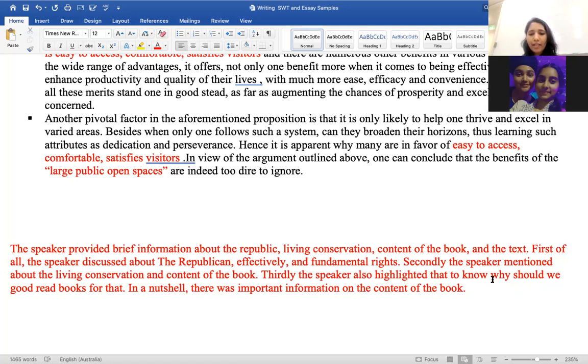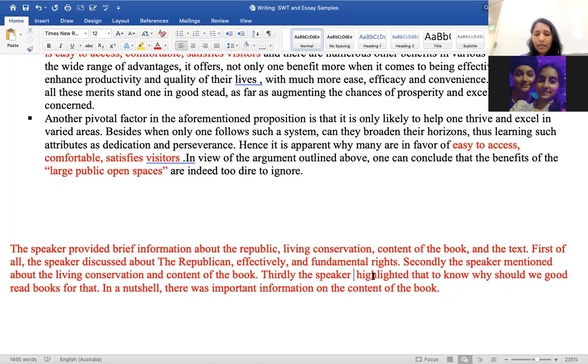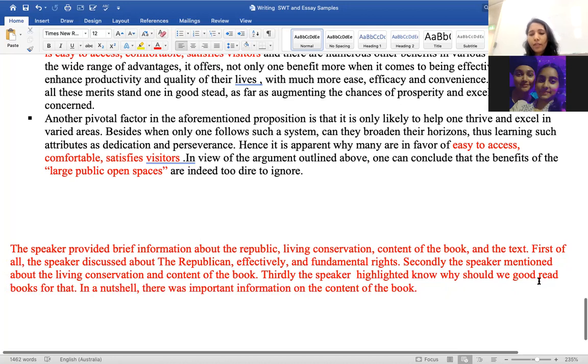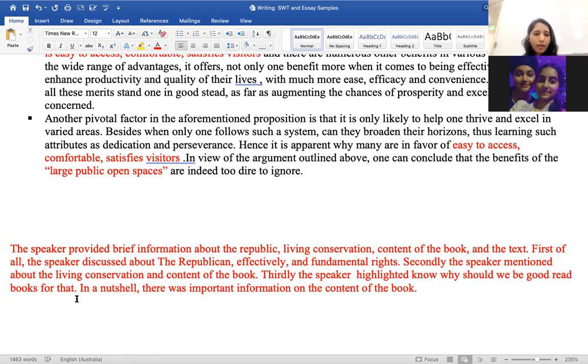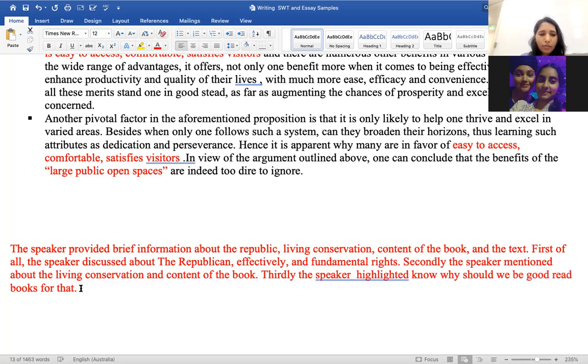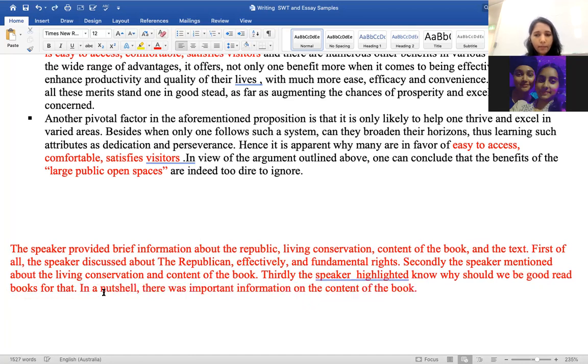Thirdly, the speaker also highlighted, there is no need of that. Why should we be good, read books for that. In a nutshell, there was important information on the content of this book. Because there is no important word there, it's okay if you just remove this as well. So now you have about 57 words. Okay, I'll just rewrite what you've written. There was important information on the content of the book.